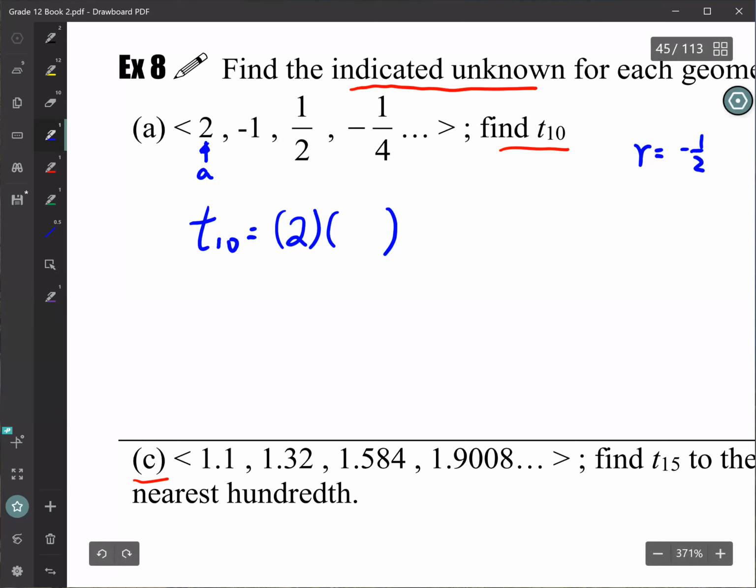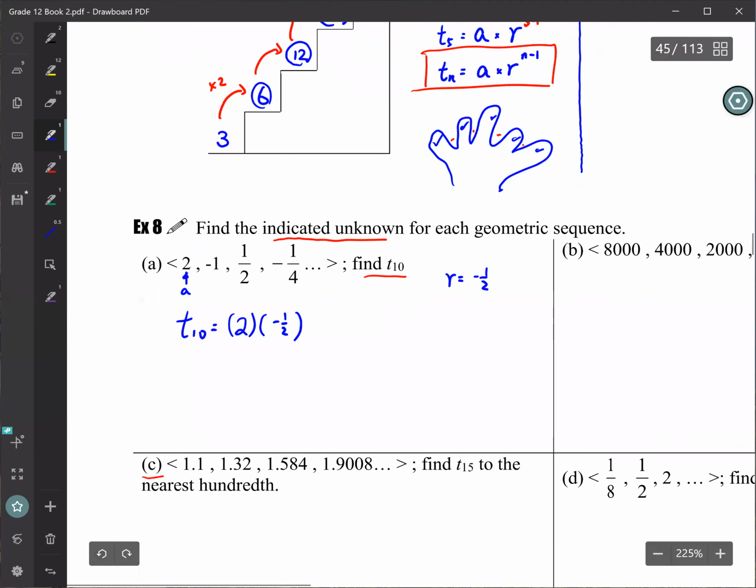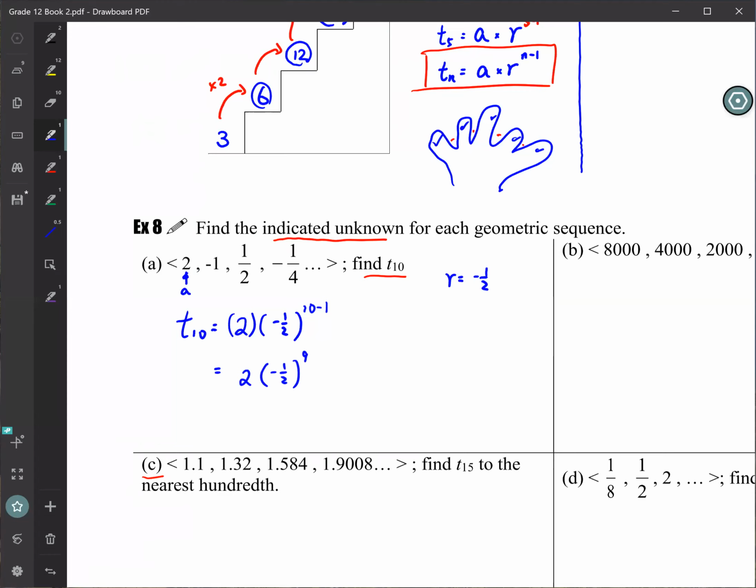So you take the second one over the first one, or you could take the third one over the second one. So -1/2, and then to the n minus 1. The exponent is n minus 1, so 10 minus 1. And you just plug that into your calculator and leave it in fraction. So when you get an answer, please raise your hand. Everyone try with a calculator.